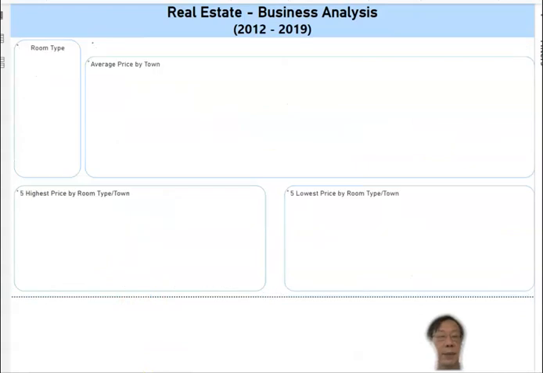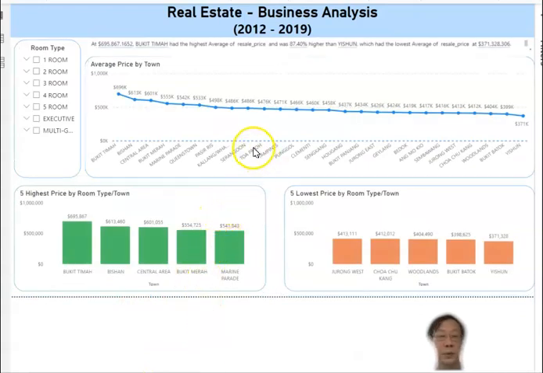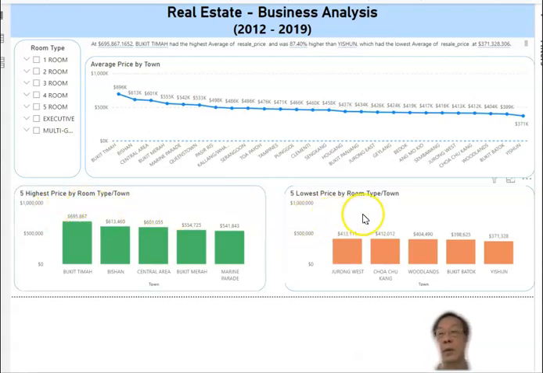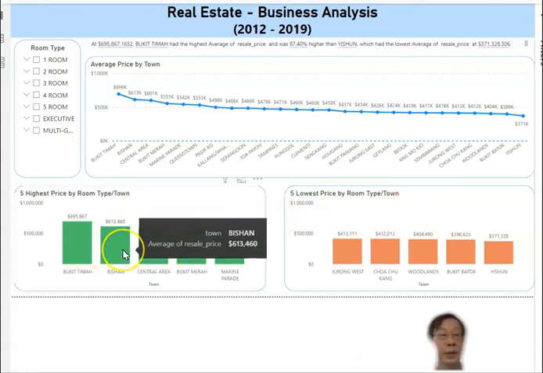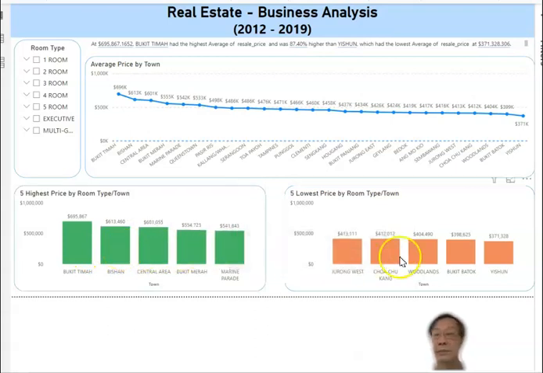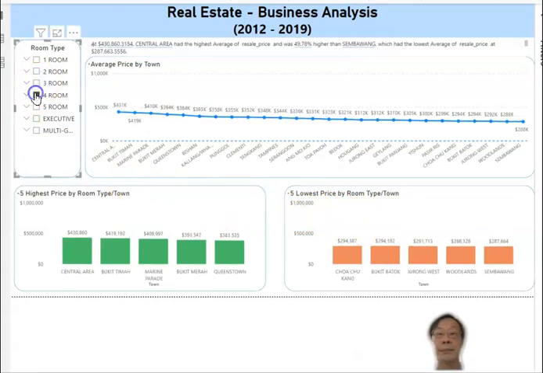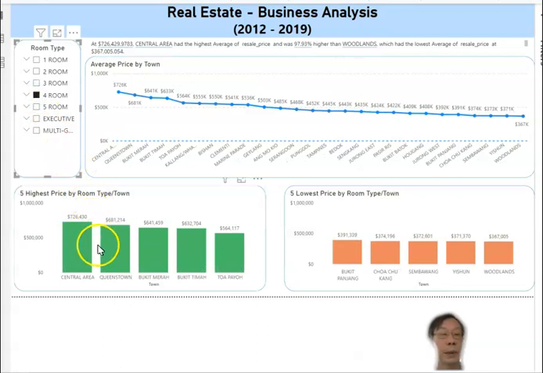And this second page is the line chart showing the average price for all the 26 towns. And these are the 5 highest prices for all the room types, and this is the lowest for all the room types. Generally, Bukit Timah and Bishan have the highest prices, and Yishun is the lowest. And you can click on, let's say, 4-room. For the 4-room type, you can see the highest price sold is actually in the Central area, followed by Queenstown and Bukit Merah, and the lowest 4-room prices are at Woodlands and Yishun.